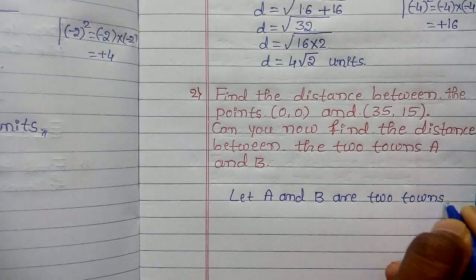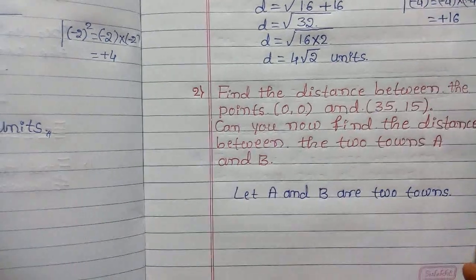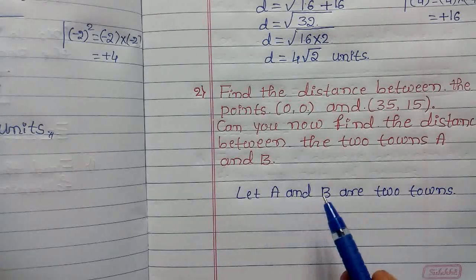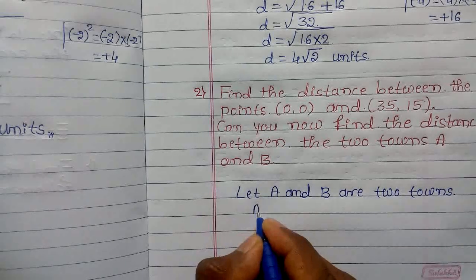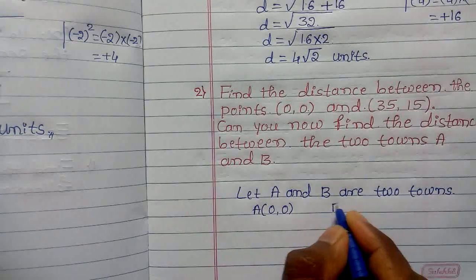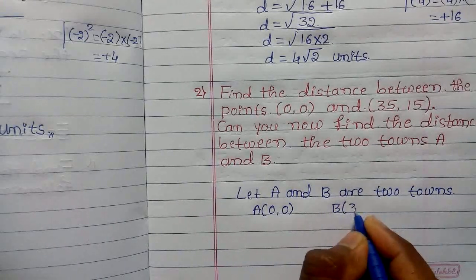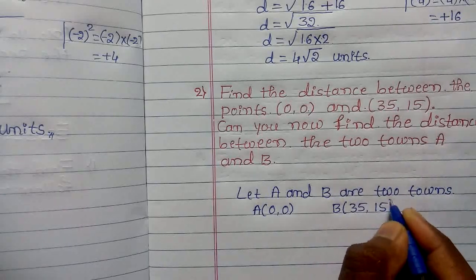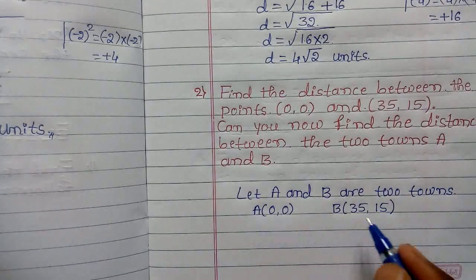Let A and B be the two towns. Here we have to find the distance between the two towns A and B. Then A's coordinates are 0, 0, and B's coordinates are 35, 15. These are the coordinates of town A and town B.